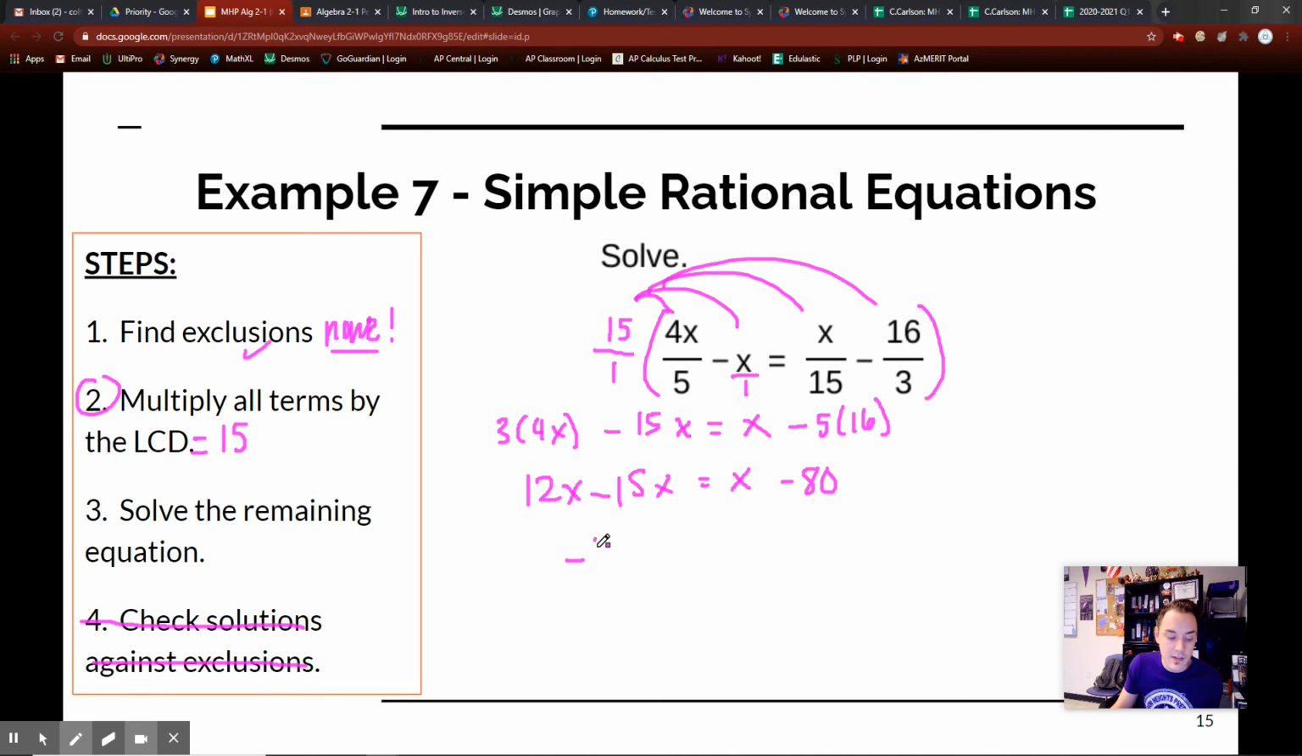Okay, this is going to be negative 3x equals x minus 80. Subtract the x all over, so this will become negative 4x equals negative 80. Divide by negative 4, divide by negative 4, so that means my x equals negative 20.